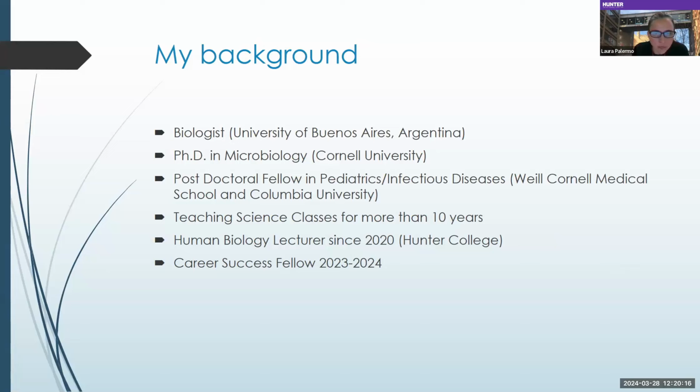Then I worked at Columbia University. And more than a decade ago, I started teaching classes, science classes, like hardcore science. And then I started teaching science for students who didn't really want to become scientists. And so I had to learn how to teach science for not necessarily somebody who will do a PhD in science. And I was lucky to come to Hunter College in 2020, just before the pandemic, lucky me. And I became a Career Success Fellow last year.